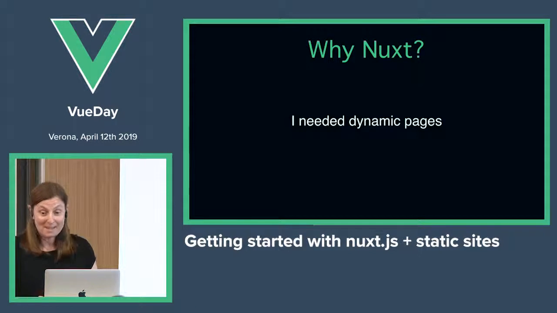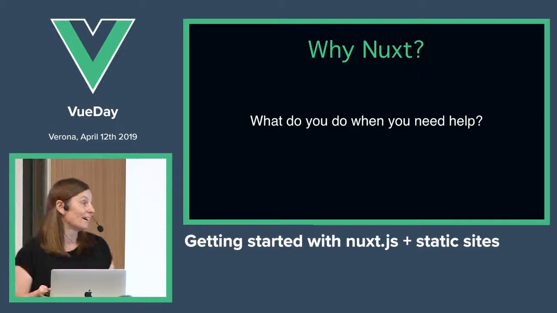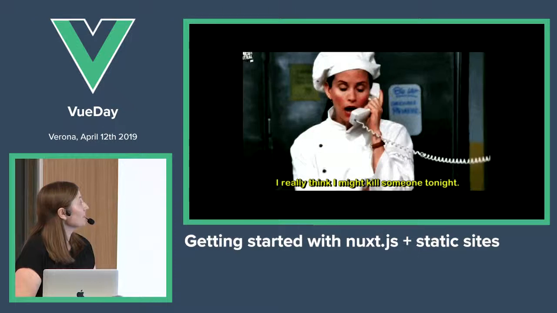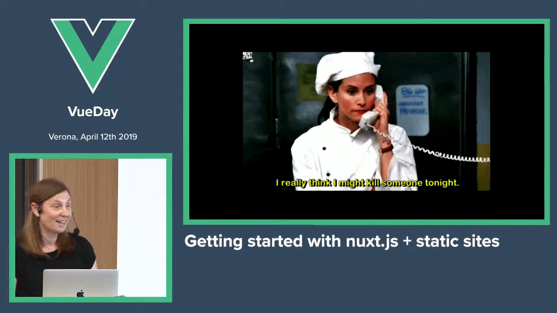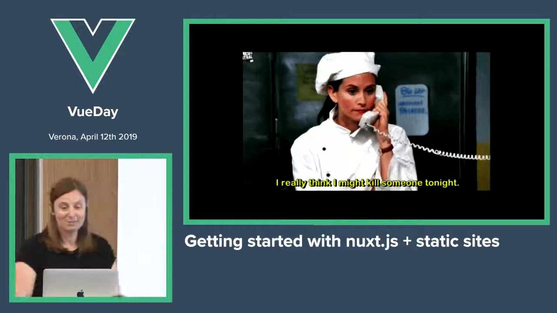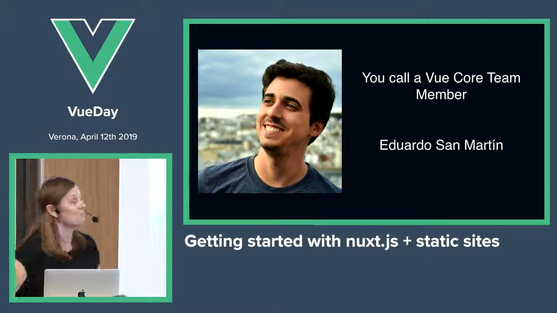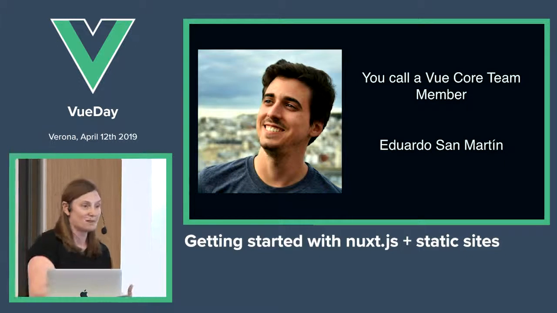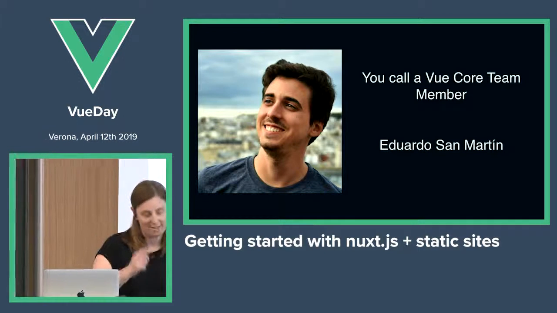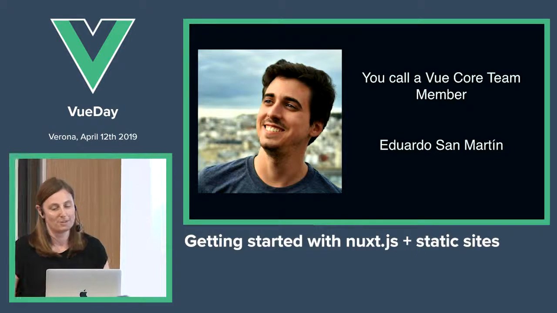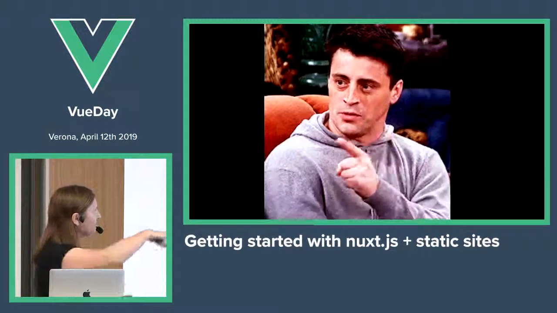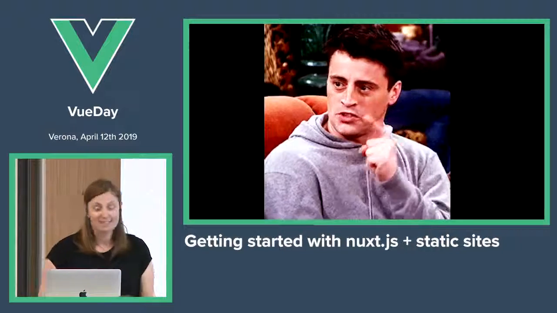I also needed dynamic pages. And what do you do when you need help? Yeah, I need a dynamic page. I need server-side rendering. This wasn't working. So basically, I picked up the phone, and I called head office of Vue. I actually called the Vue core team member, Eduardo. I don't know if you know Eduardo. He's a Vue core team member. And I said, look, I've got a big problem here. I've got to get this app out. I need server-side rendering. I need dynamic pages. I'm stuck. I don't know what to do. And you know what he said? You got to use Nuxt for that. That's a true story, actually.